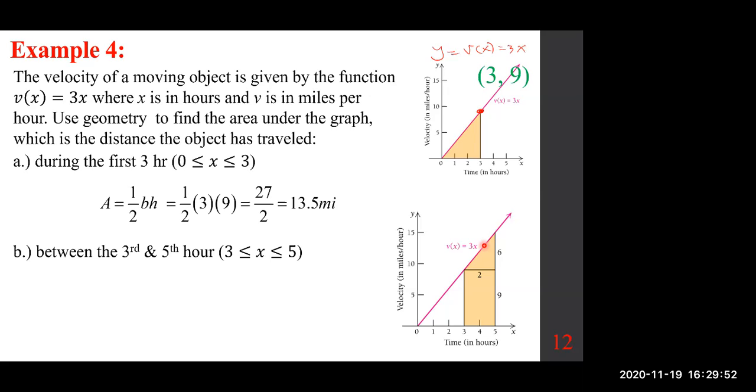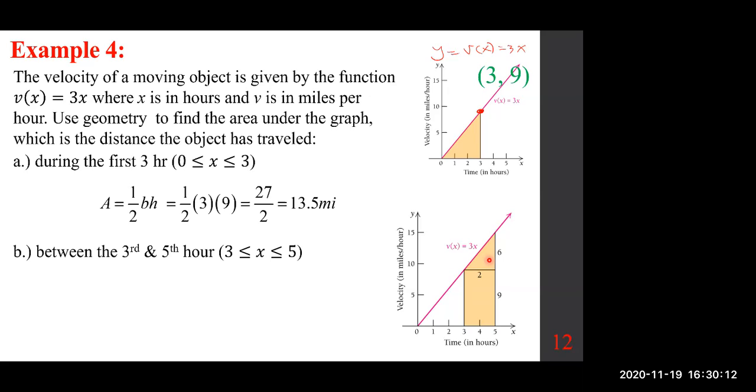Remember that this was 3, okay? So therefore this point has coordinates 3 and 9. Therefore you have this height of 9 here. And this from 3 to 5 is 2. You can calculate that. Now this portion, okay, when you plug in 5 into 3x, you get 15.